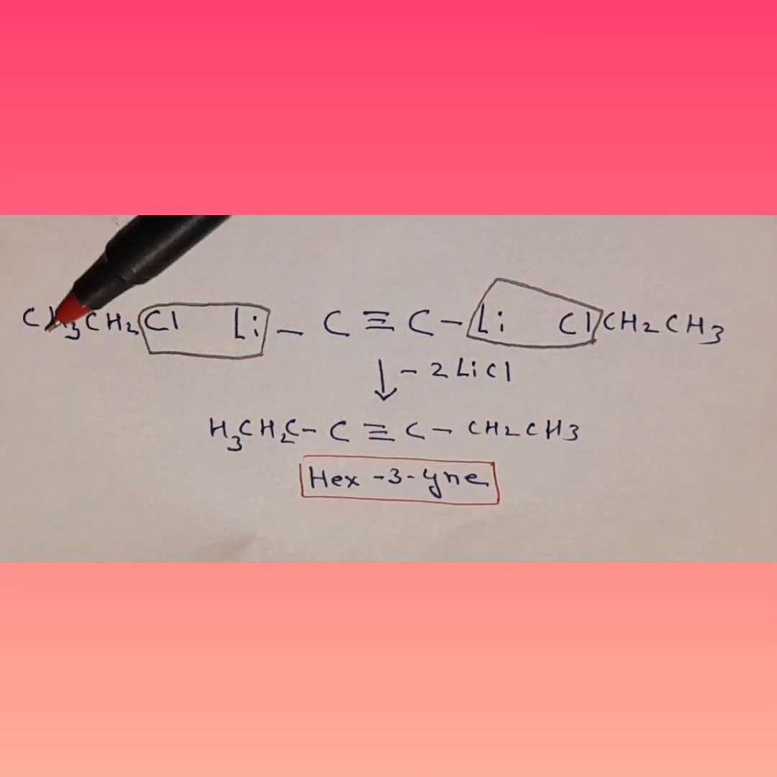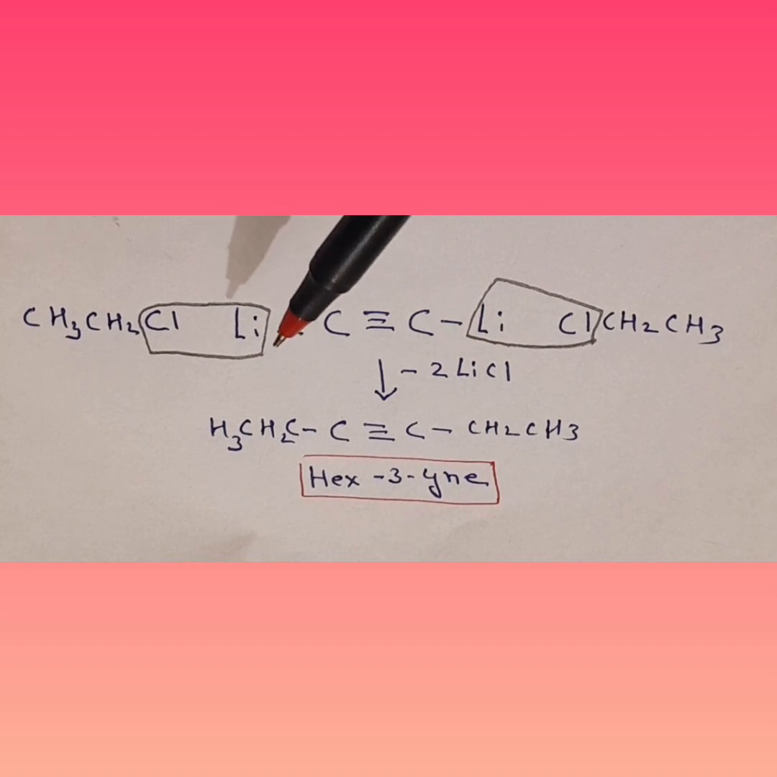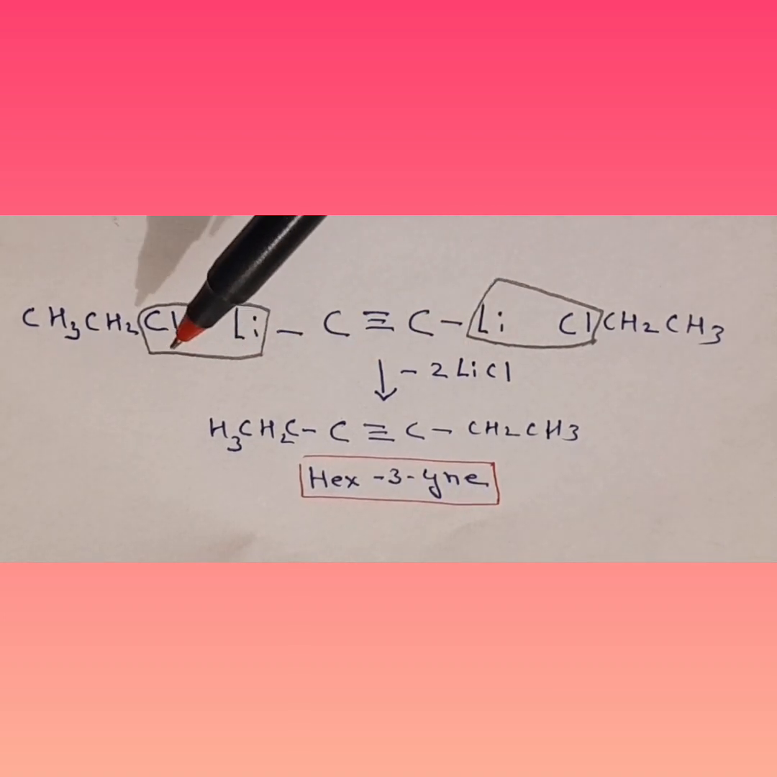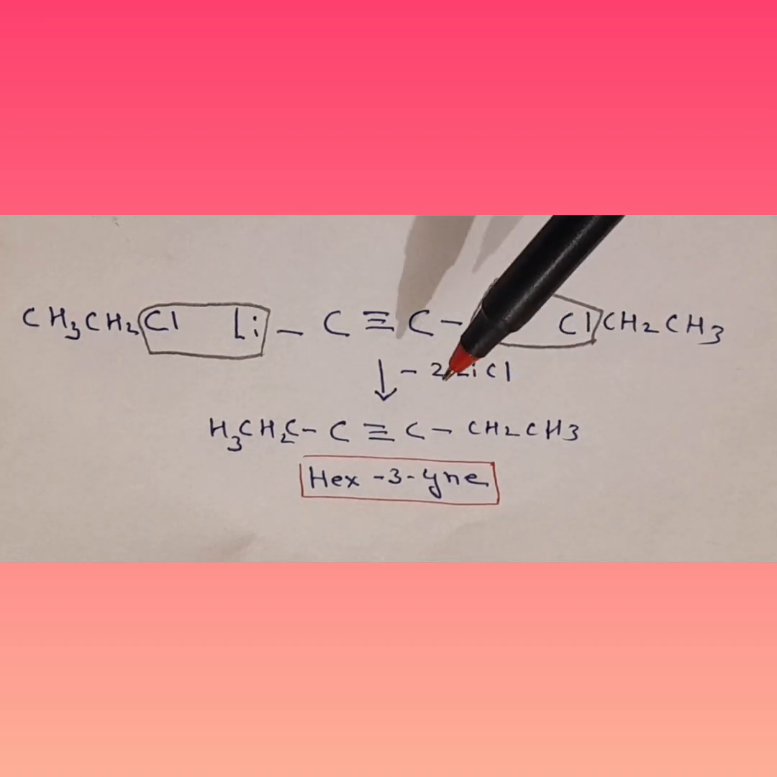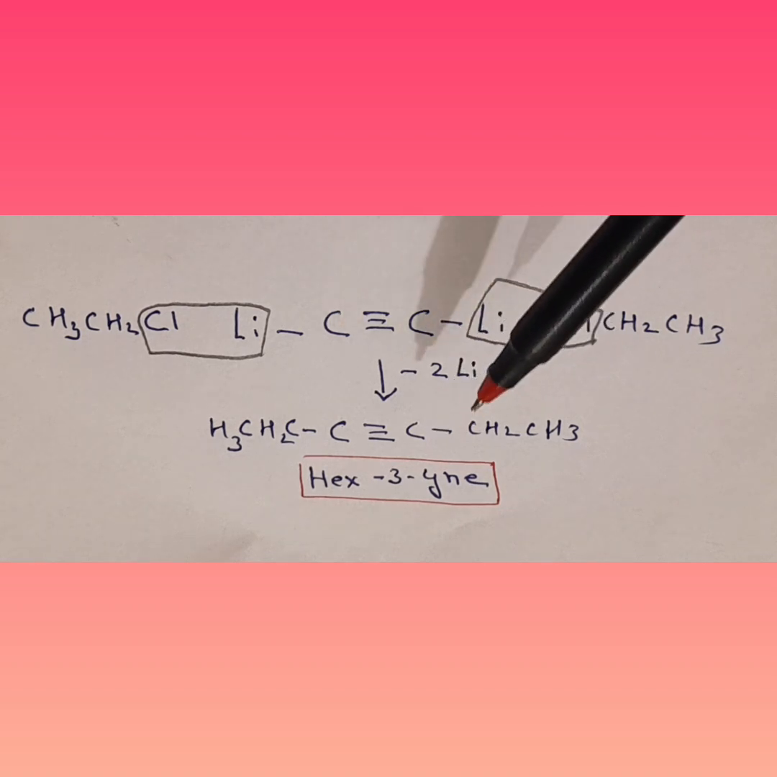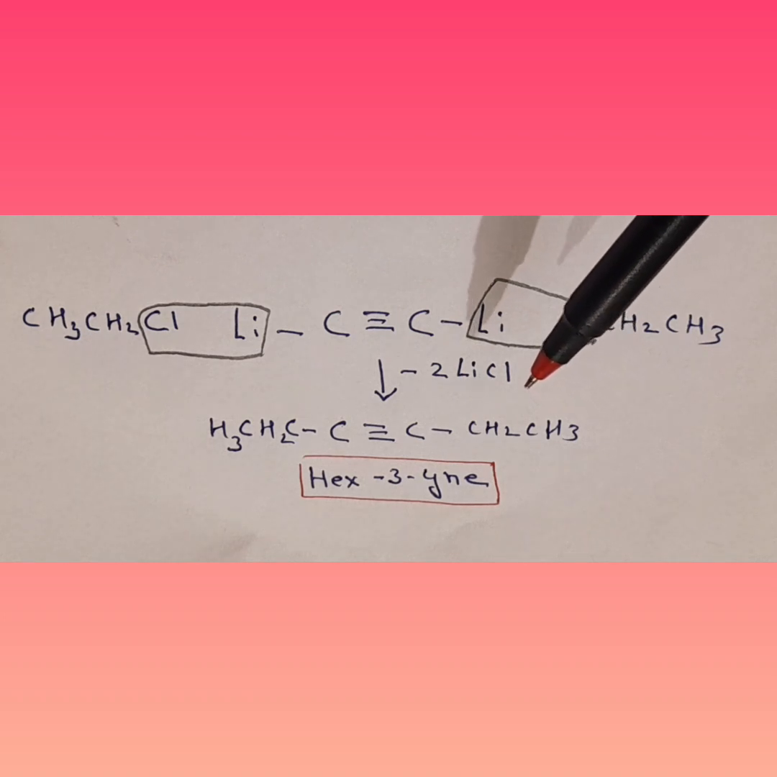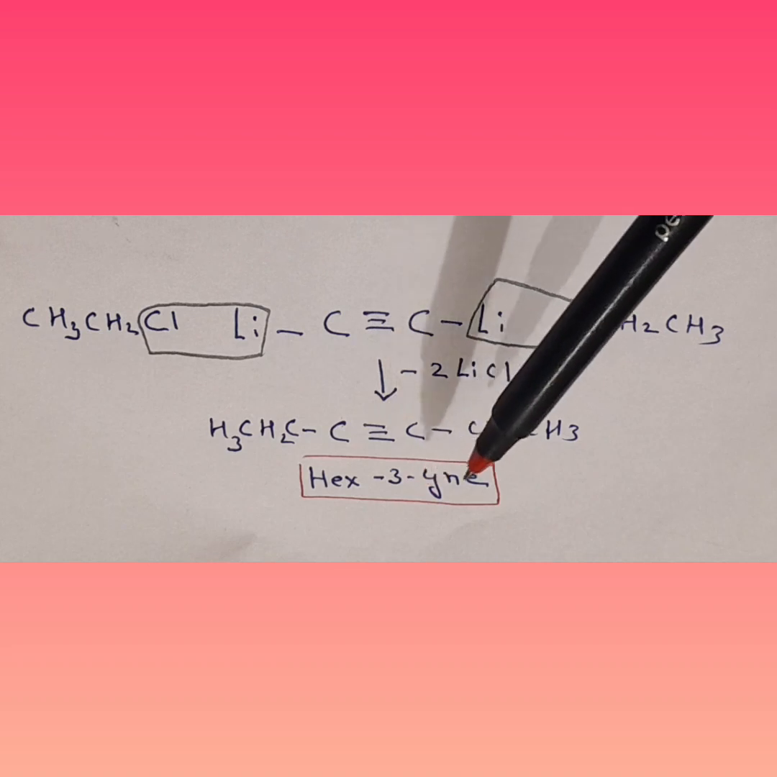Now let's go to step 2. In step 2 we are using 2 moles of ethyl chloride and our lithium carbide. Now this Cl reacts with lithium. This Cl again reacts with lithium to give 2 lithium chloride, LiCl. We know lithium is monovalent, so LiCl. So the product that we end up with is hex-3-yne.